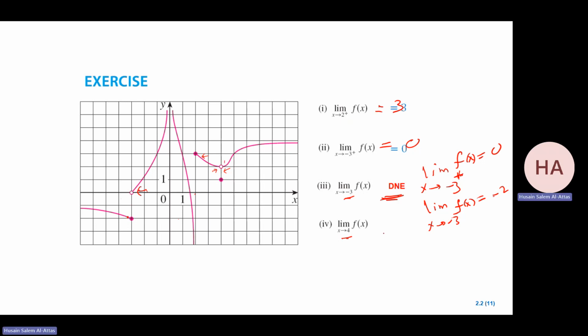At 4, it will be 2. For sure, it will be 2. I said this because they check left and right. They need to check left and right.